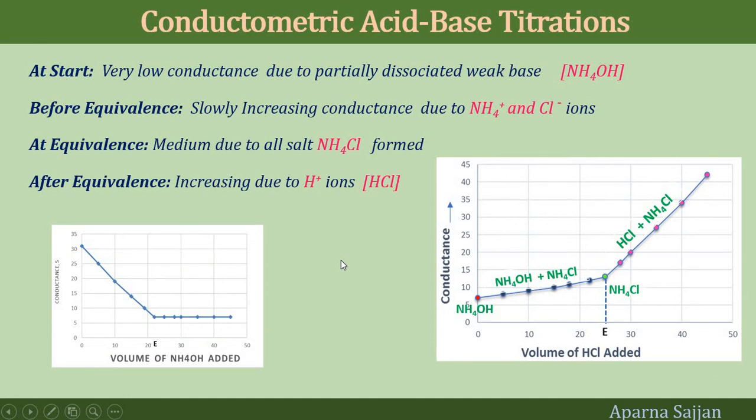It is important to mention what is our burette solution and what is our beaker solution. We have taken in our titration ammonium hydroxide in the beaker, but if we take hydrochloric acid in the beaker, the curve would be different. This is the trend of the curve. If hydrochloric acid is taken at the beginning in the beaker, the conductance is high, then it will decrease, and after that it will remain nearly constant because the conductance of salt is more than the weak base.